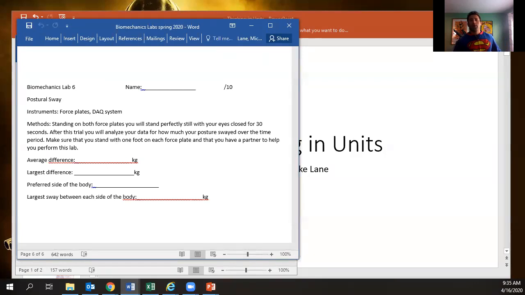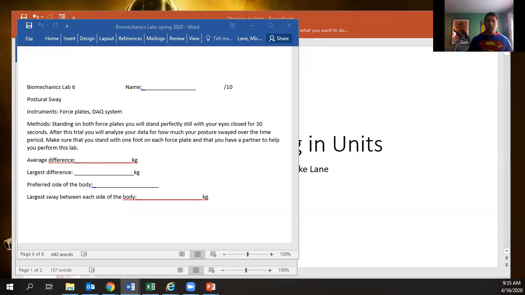Figure out what is the average difference, so the mean weight on the one force plate compared to the mean weight on the other, which side of the body that obviously was favored throughout the most of this. And then sway is looking at the min to max. So that's effectively how much do we naturally go back left and to the right over that period of time. That's sway. Largest difference is then the greatest amount that's on one side compared to the other. And then average is just how much do we typically favor one side of the body over the other.